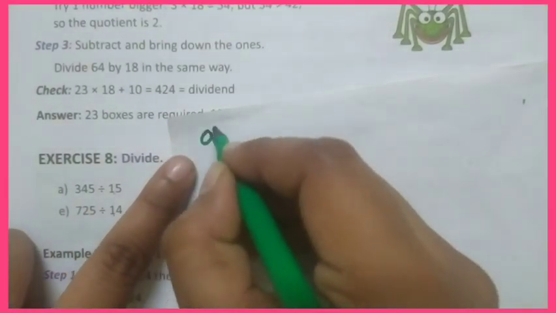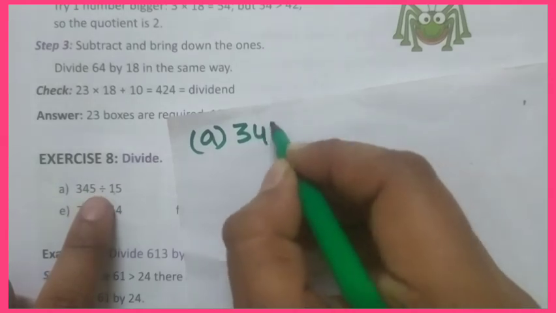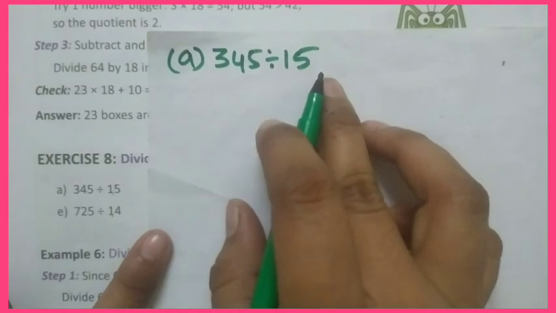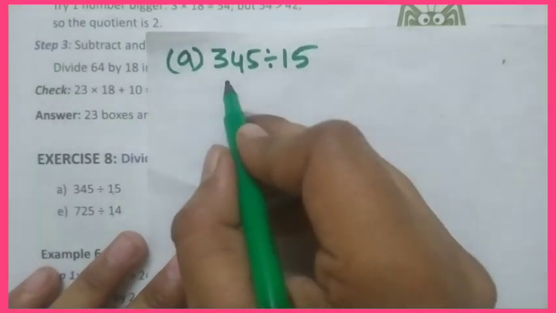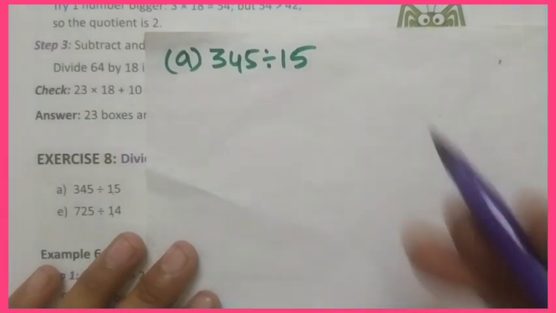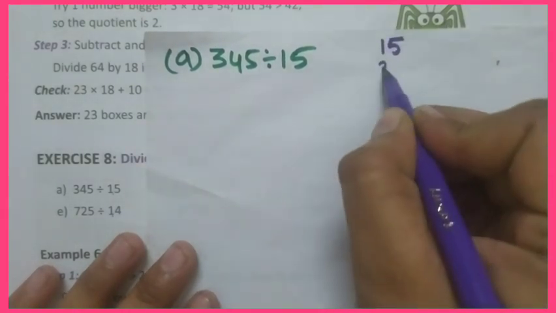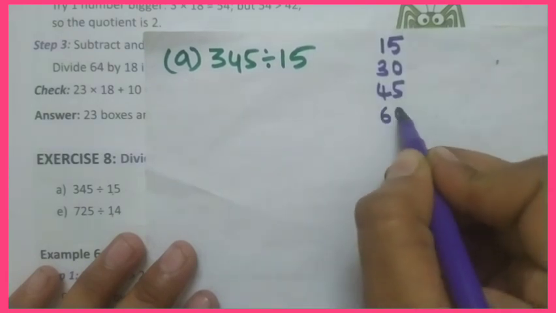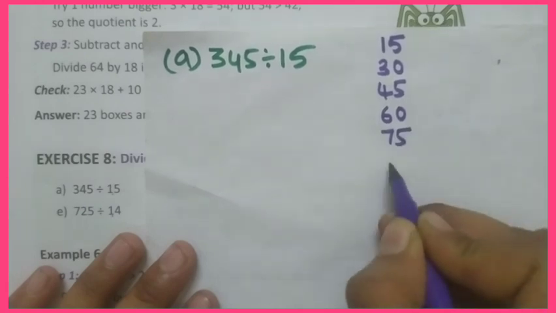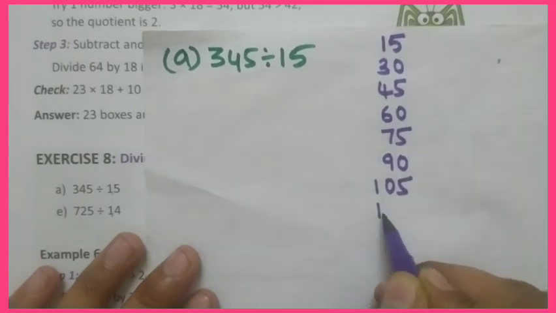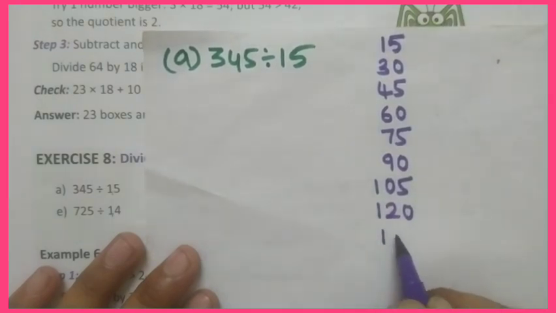Okay. Look here, 345 divided by 15 is there. 345 divided by 15. To do this problem, we have to know the 15 table. So now I will write here the 15 table. 15 ones are 15, 15 twos are 30, 15 threes are 45, 15 fours are 60, 15 fives are 75, 15 sixes are 90, 15 sevens are 105, 15 8s are 120, 15 9s are 135, 15 10s are 150.